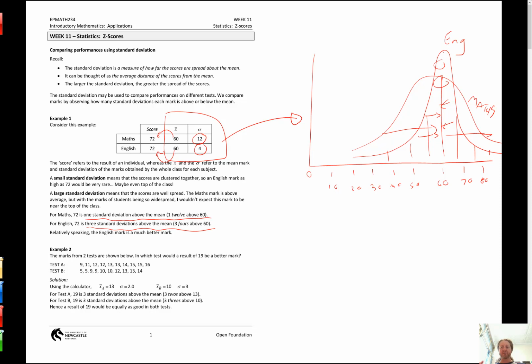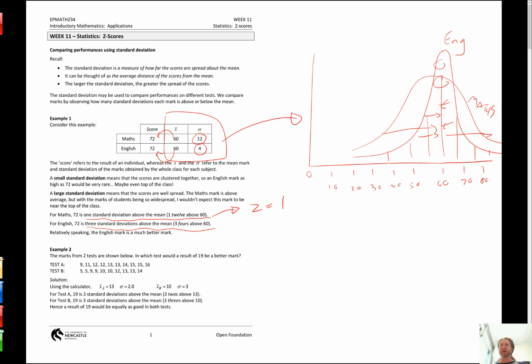Now, we've got to quantify that, and that's going to be quantified more next week when we talk about what percent of students we would expect to perform so well. Weeks 11 and 12 are very intertwined. But at the moment, we're just going to talk about Z-scores. Now, I might be jumping ahead a bit. We're about to do it. But what I'm going to say is one standard deviation above the mean, soon we're going to describe that as a Z of 1.